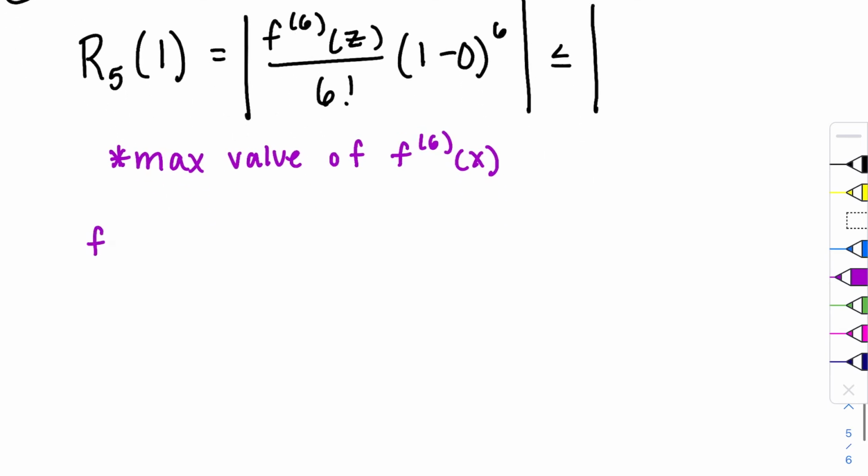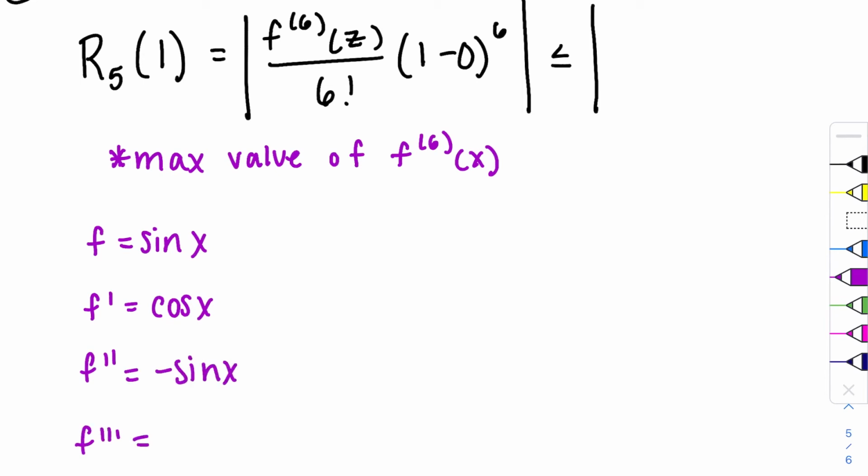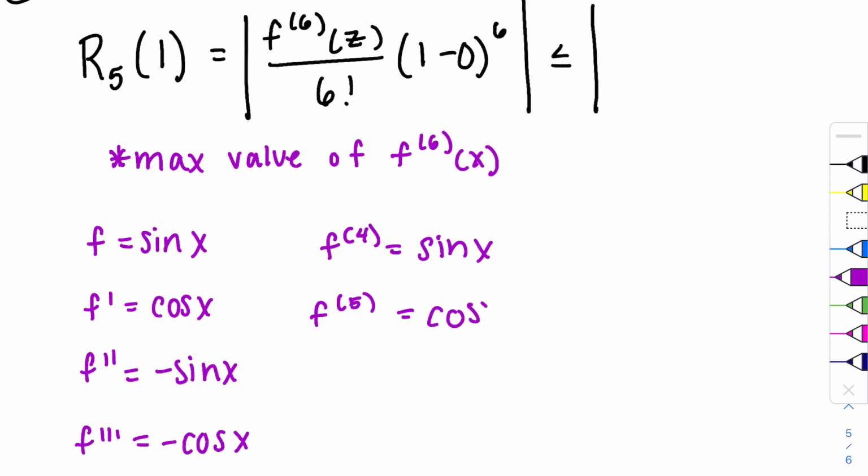So we need the max value of the 6th derivative of our function. So we're going to have to do some derivatives. So our function starts as sine. So the first derivative is going to be cosine, and we just keep going. All right, so my 4th derivative is then going to be positive sine. 5th derivative is cosine. And then finally, the 6th derivative is negative sine.